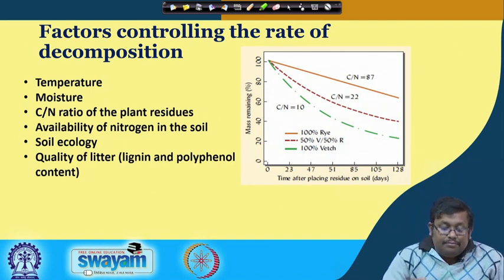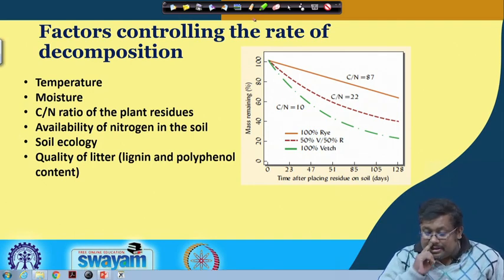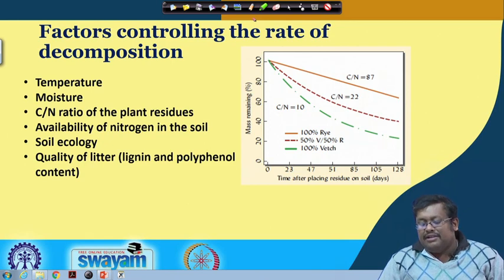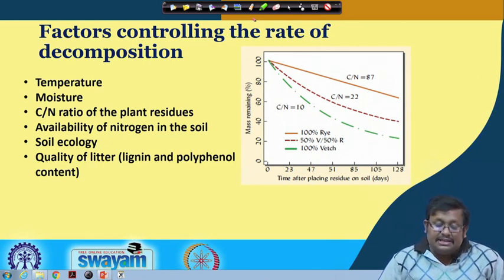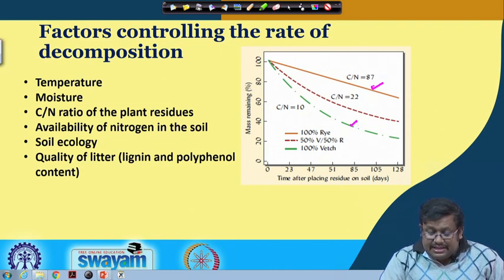So, in this graph you can see the relation between time after planting residues on soils in days and the biomass remaining. You can see there are three different crops here. First of all, this solid line is basically representing rye, and this green line is represented by vetch. In the case of vetch, the C:N ratio is only 10, and in the case of rye it is 87.